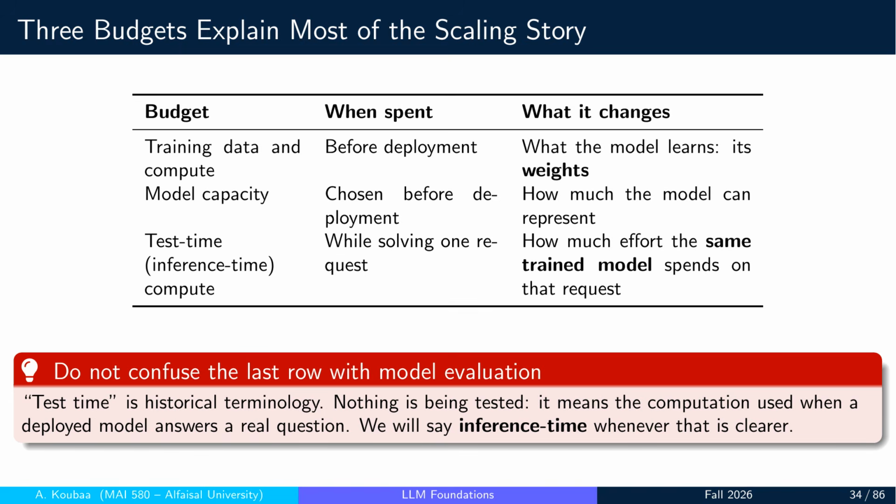Here is the concise model, and the 3 rows are worth memorizing. First, budget: training data and compute, spent before deployment. It changes what the model learns, that is, its weights. Second budget, model capacity, chosen before deployment. It changes how much the model can represent. Third budget, test time compute, also called inference time compute, spent while solving one request. It changes how much effort the same trained model spends on that request.